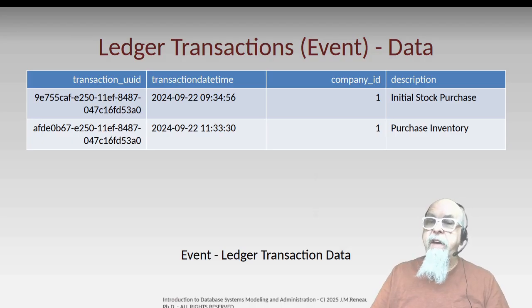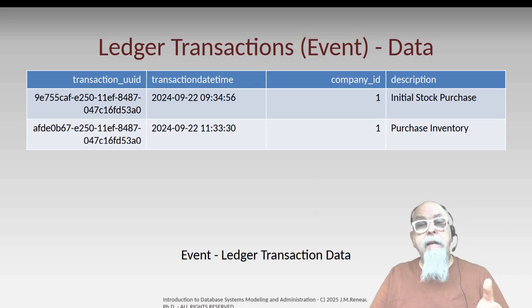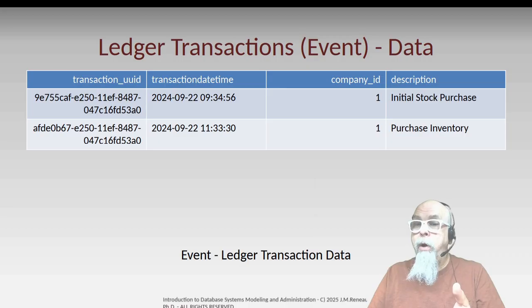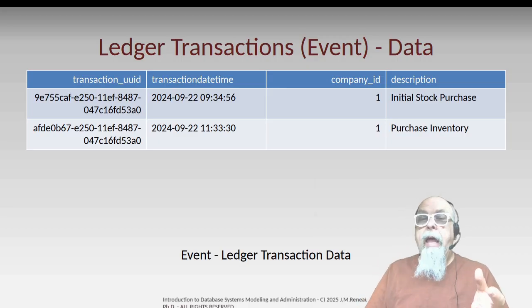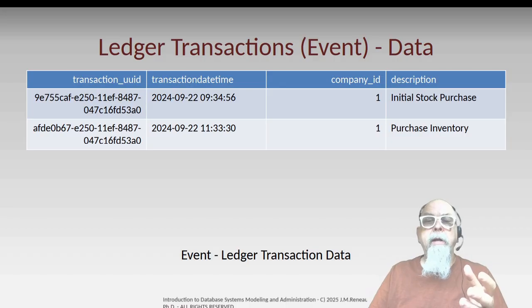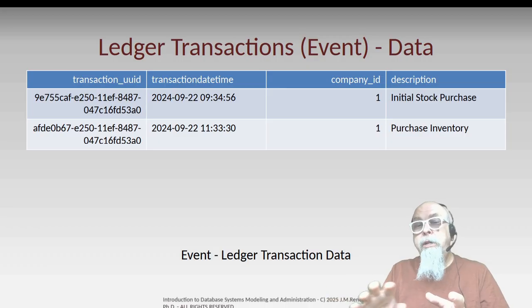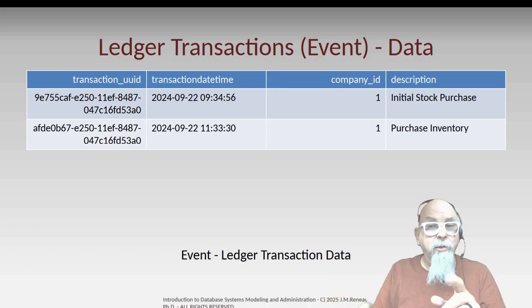Here's a table of event data that we would be collecting about general ledger entries. So there's a transaction ID, and in this example, I'm using a universally unique ID or a UUID. There's the transaction date and time of when the transaction happened. There's the company the transaction happened on, and then the description of what the transaction was. If you think back to your accounting class, hopefully you have had one at this point, you know that with the transaction come the detail of which of the ledger accounts are being affected. You'll see that in just a moment.